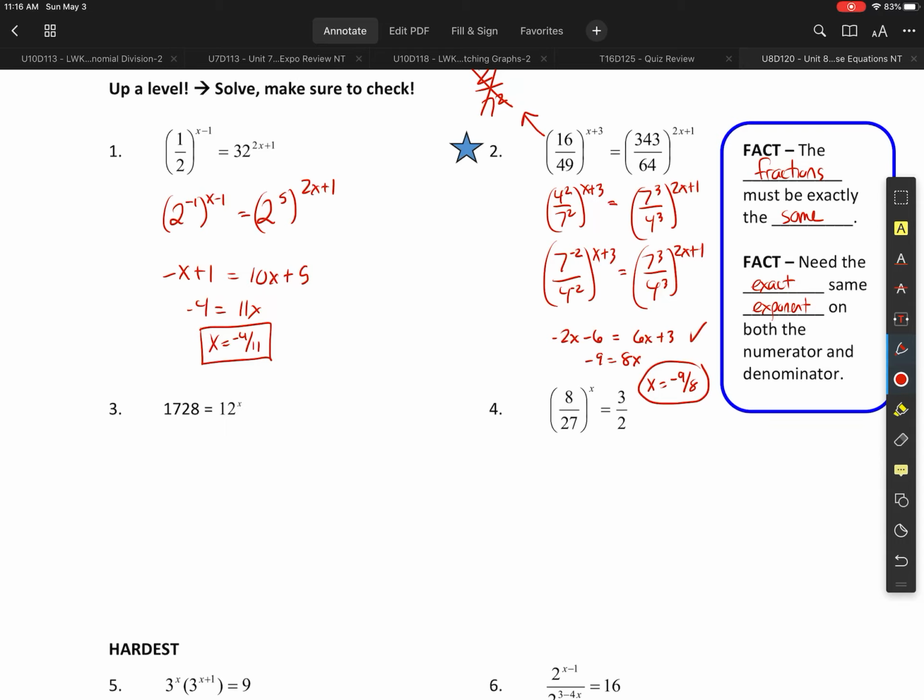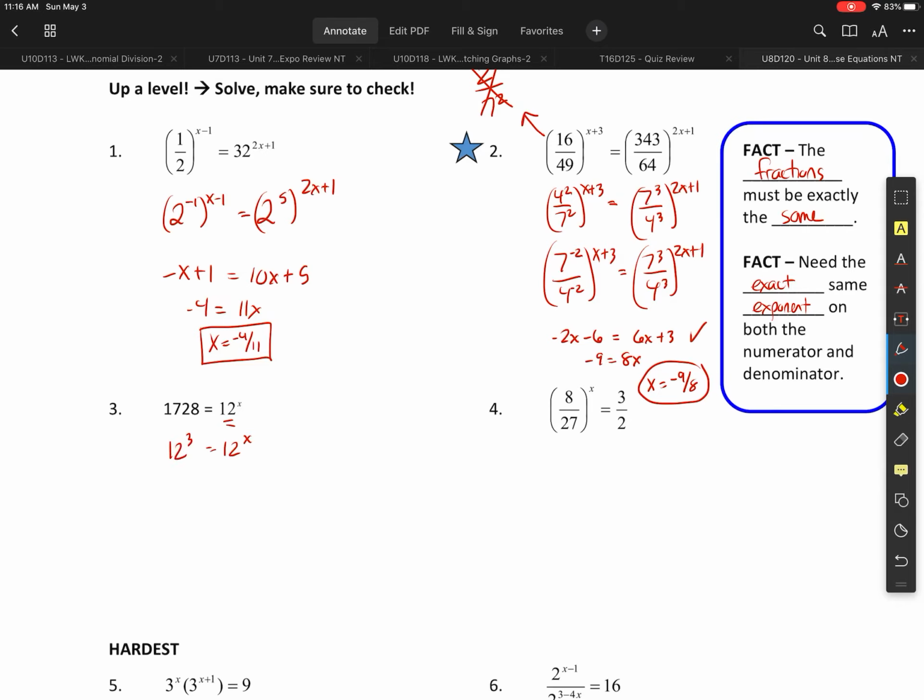Problem 3. Here's an issue that happens with some people. So we're looking at our chart and we don't see 12 and 1728 on the same row. So when in doubt, can you write 12 differently? No way. 12 can't be written differently. So then we just try things. 12 squared, 12 to the 3rd, 12 to the 4th, 12 to the 5th, and so on.